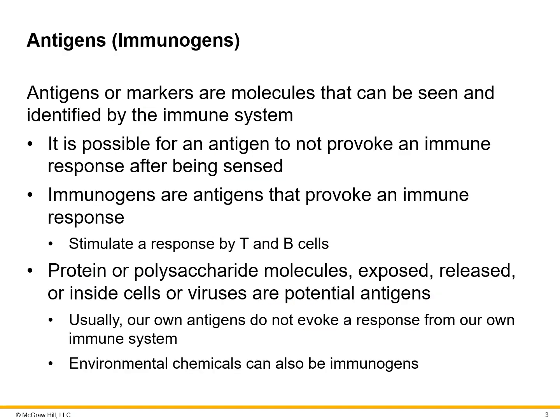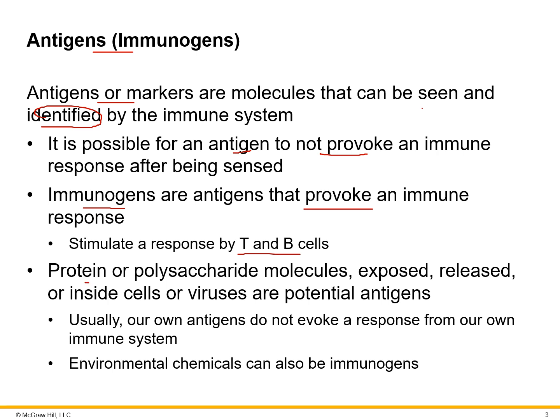All right, so here just to differentiate between antigen and immunogen. Antigens are also called markers. These are things that can be seen and identified by the immune system. So anything that the immune system recognizes. However, it is possible that an antigen would be recognized but would not provoke an immune response. So the term immunogen, those are specific types of antigens that do provoke that immune response. So immunogens are always antigens, but not all antigens are immunogens, because it is possible it wouldn't activate the immune system. So again, those immunogens are the ones that activate our B and T cells.